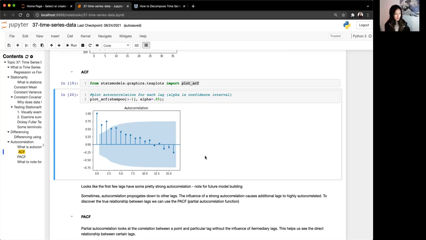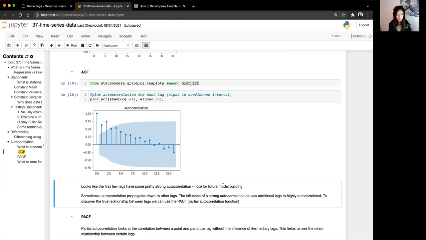Cool. So this blue cloudy area is your confidence interval. And you kind of want to see what points are outside of this confidence interval. So here, I'll actually take note to say that, all right, the first two lags have significant correlation. Note this for future model building. So when I see this, I should make a note under this graph and say, all right, based on the ACF, there is strong autocorrelation or relatively strong autocorrelation for the first two lags.